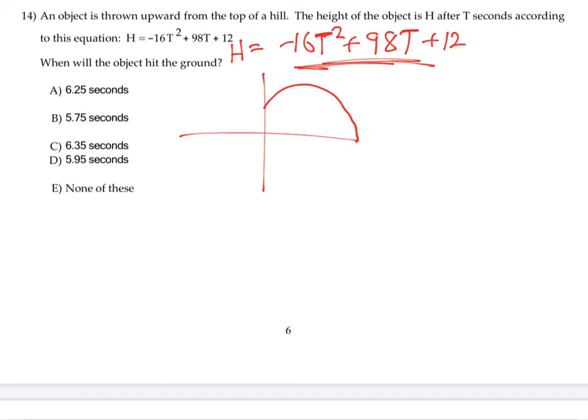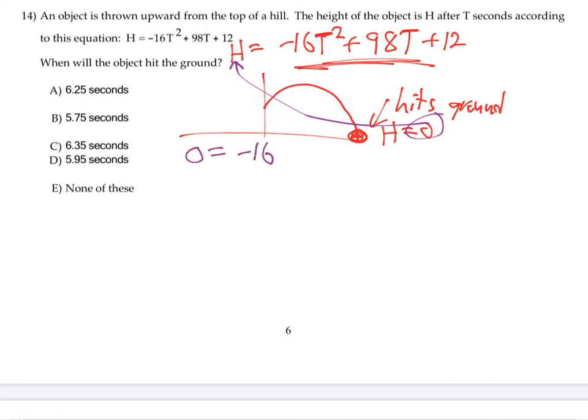Now they're asking us about when it hits the ground. So what do we know at the moment the ball hits the ground? Height is 0. H is 0, isn't it? So I take this equation and put a 0 in for H, and I solve that equation. So 0 equals minus 16t squared plus 98t plus 12. Now, how do you solve that equation?